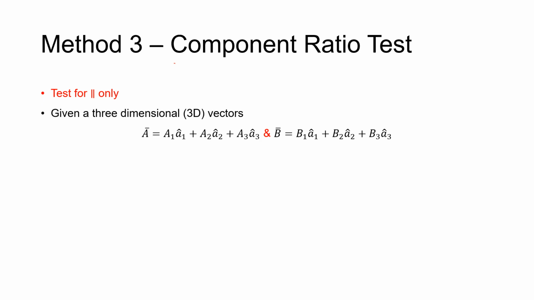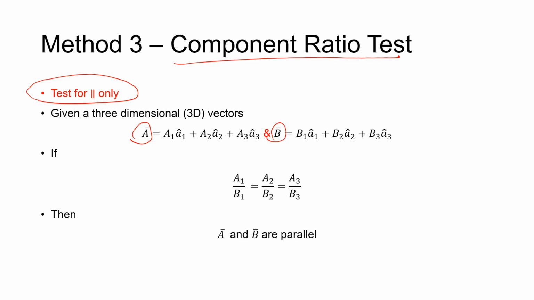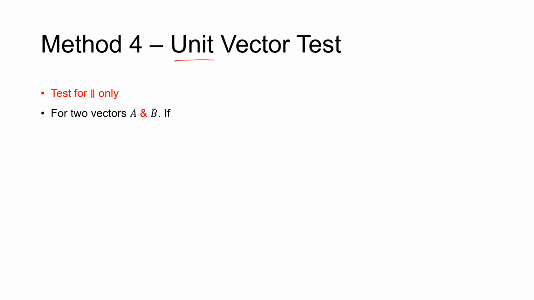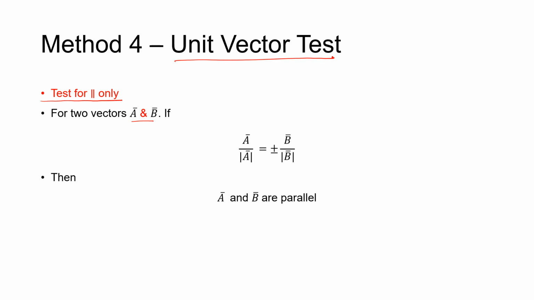The third method is the component ratio test, and note that this one is used only to test for parallel vectors. If we have two vectors a and b and they satisfy the relation a1 over b1 equals a2 over b2 equals a3 over b3, then these two vectors are parallel. The fourth method is the unit vector test, and it is also used only to test for parallel vectors. For two vectors a and b, if the relation a over magnitude a is equal to plus or minus b over magnitude b, then the two vectors are parallel.